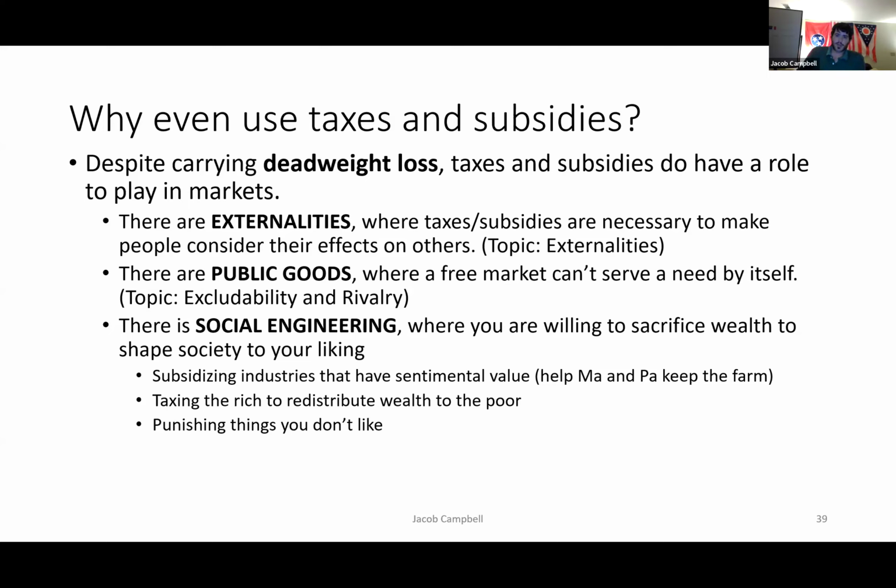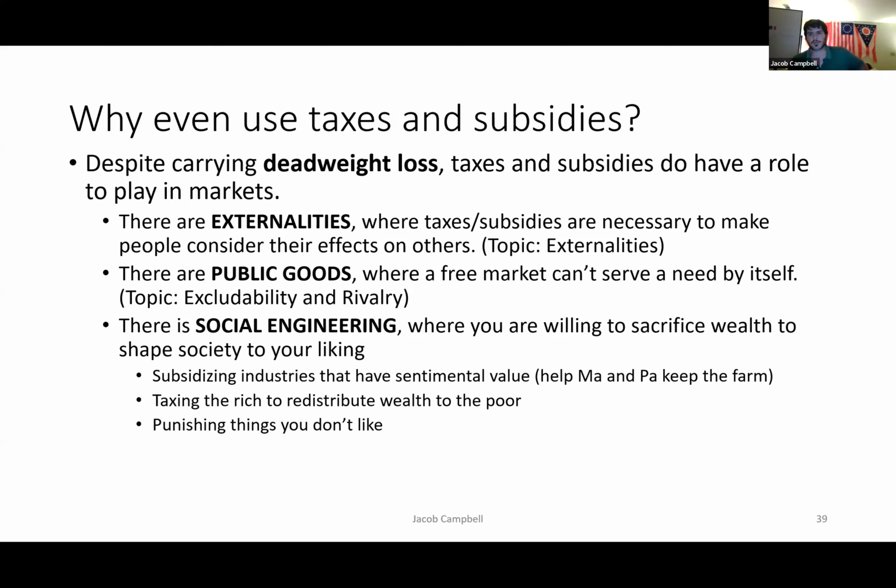One of the roles they play is in dealing with a problem called externalities, which will be our next topic. Situations where the free market by itself doesn't properly reward or punish people for the effect they have on others. And so if we were to implement a tax or subsidy, it would actually make the market more efficient. As you'll see in the next topic, this is the rationale behind things like carbon taxes or taxes on pollution. Those are considered economically good.